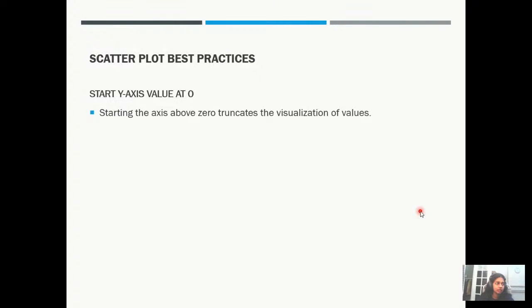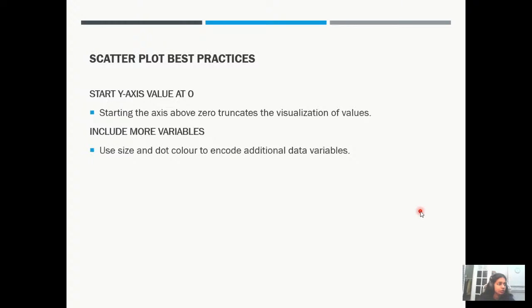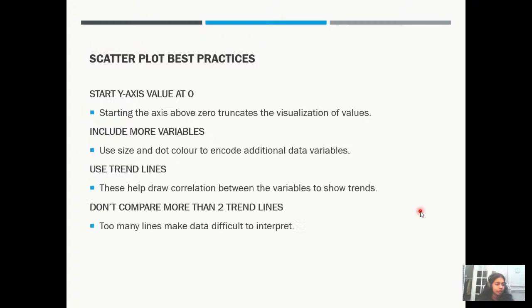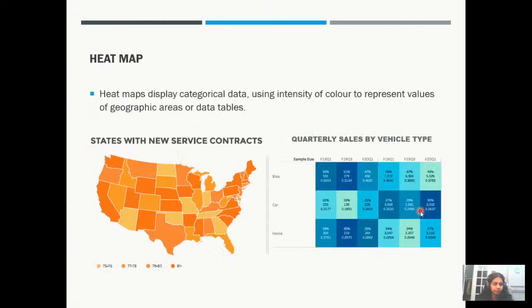So again, always start the y-axis at 0. Include more variables. So use size or dot color to encode additional data variables. Like I was telling you in the previous examples, stick to 4 or 5 categories. But in comparison, in scatterplot, you can use a lot more. Use trend lines. These help draw correlation between the variables to show trends. Don't compare more than 2 trend lines because that becomes confusing.